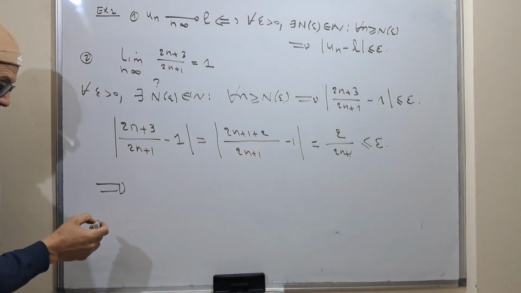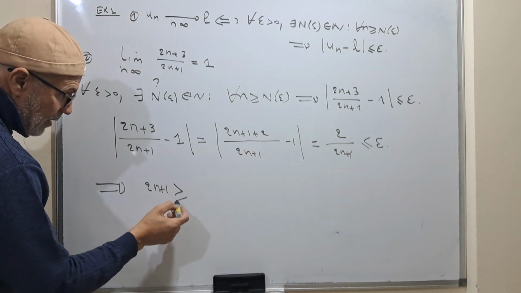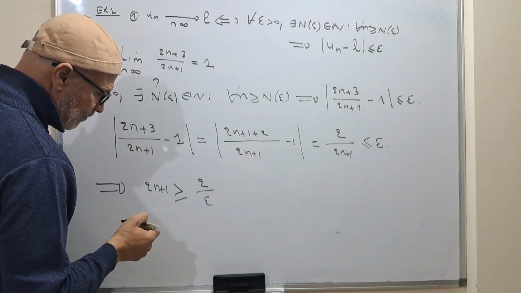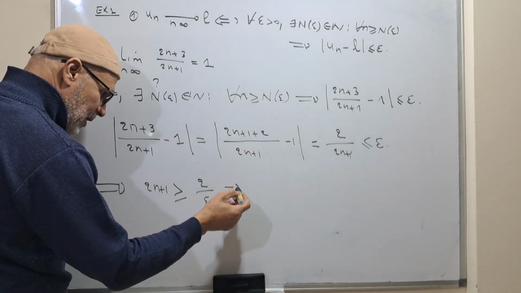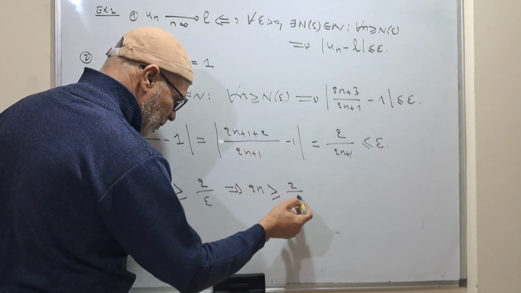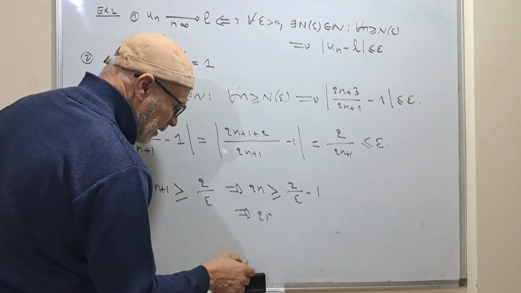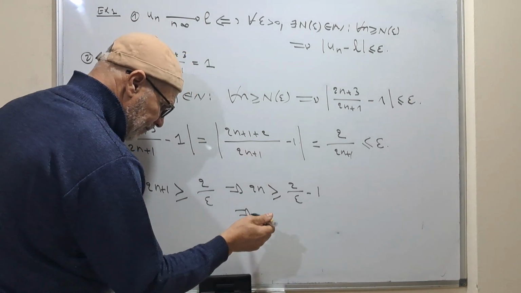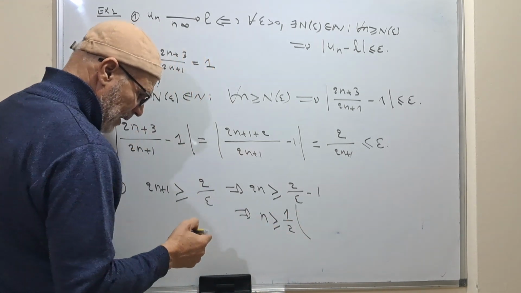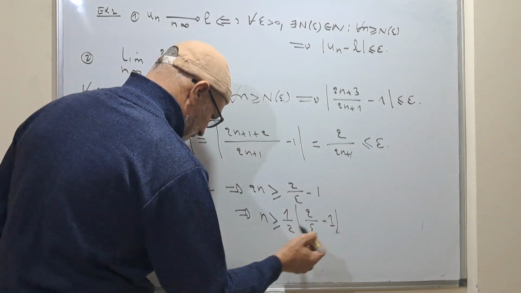This means that 2n plus 1 is greater than or equal to 2 over epsilon, which allows us to write 2n greater than or equal to 2 over epsilon minus 1, and this allows us to write n greater than or equal to 1 over 2 times (2 over epsilon minus 1).